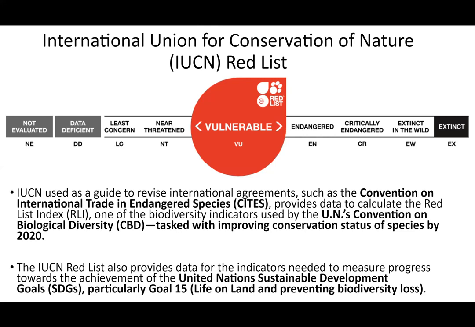So, with that grim stuff out of the way, let's talk about more grim stuff. A lot of the stuff we talk about in this class is doom and gloom, unfortunately. And that's just the state of environmental science at most times. But let's talk about the IUCN list. It's a pretty important list. So it's the International Union for Conservation of Nature.